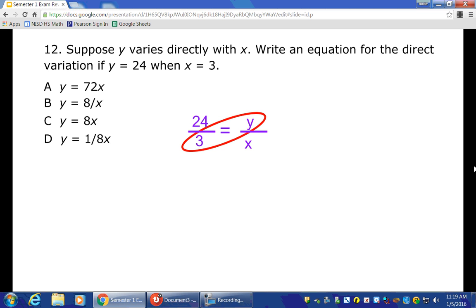So first, I'm going to cross multiply. So 3 times y is 3y, and 24 times x is 24x. To solve for y, I'm going to divide by 3 on both sides. If I divide the left side by 3, it cancels. If I divide 24 by 3, we have 8. So y equals 8x, which matches answer choice C.